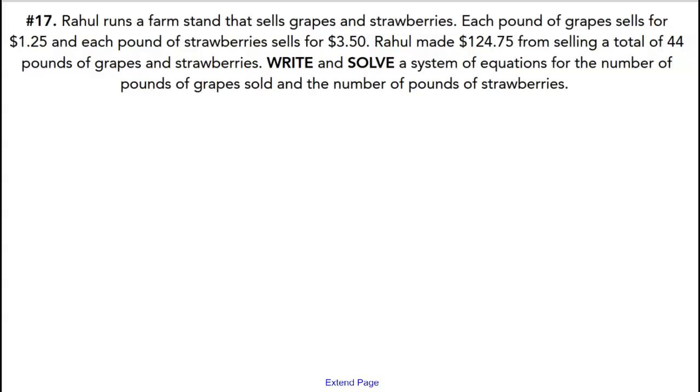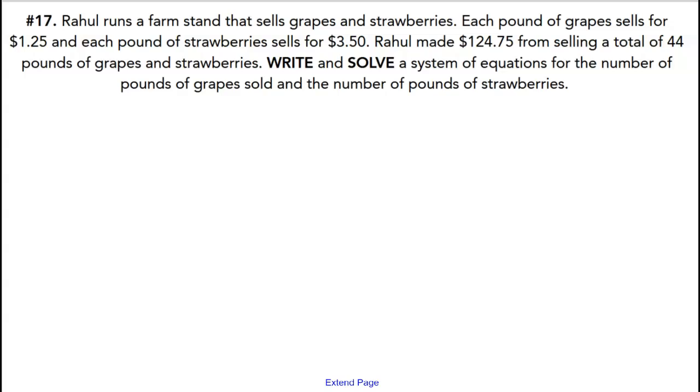All right, Raul runs a farm stand that sells grapes and strawberries. Each pound of grapes sells for $1.25. Each pound of strawberries sells for $3.50. Raul made $124.75 from selling a total of 44 pounds of grapes and strawberries. Write and solve a system of equations for the number of pounds of grapes sold and the number of pounds of strawberries sold. So what we want to know is how many grapes and strawberries did he sell?